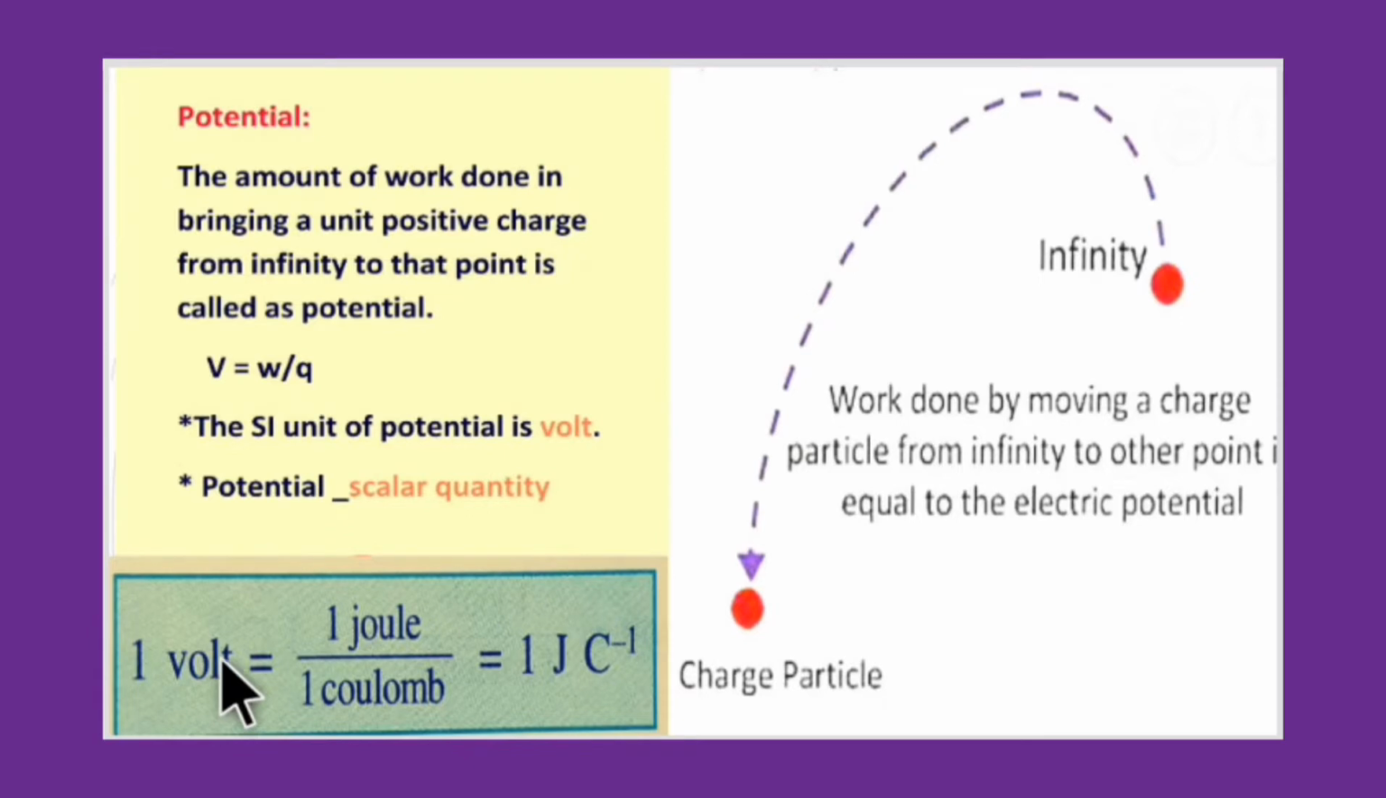And 1 volt can also be written as, what is the SI unit of work? It is joule. For charge it is coulomb. So joule per coulomb is also the unit of volt. So you can write 1 volt is equal to 1 joule per coulomb. And potential is a scalar quantity. It deals with only the magnitude. It doesn't say anything about the direction. Hence, potential is a scalar quantity.